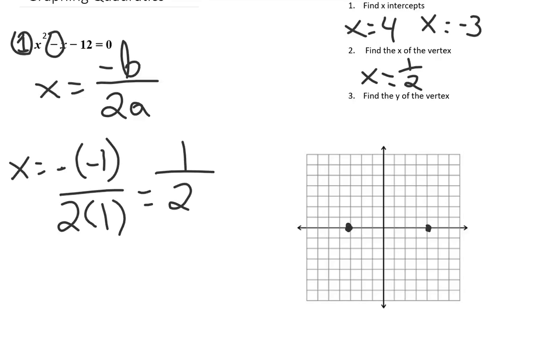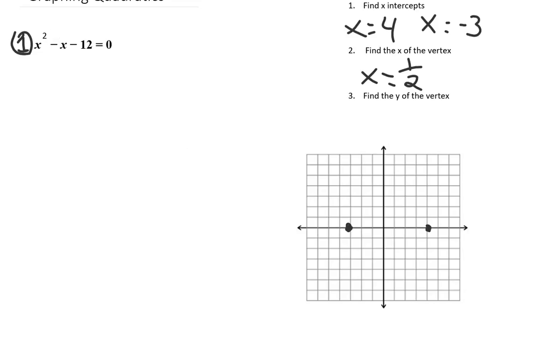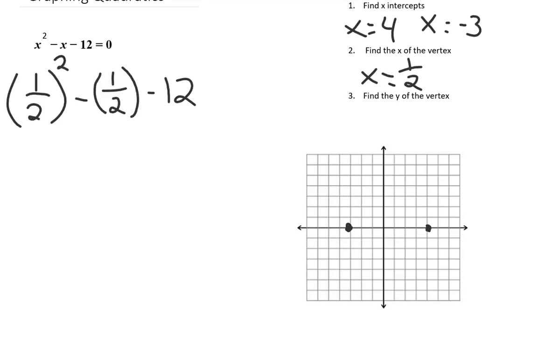Alright, so I've got my x part. I've got 1/2. Now the last thing I have to do is find the y part of the vertex. So if I get rid of my x part of the vertex, and now this is probably the simplest part, to find the y, all you do is plug your 1/2 into the actual function. So I'm going to have 1/2 squared minus 1/2 minus 12. If I do that, I should have 1/4 minus 1/2 minus 12. It's going to give us some sort of negative number.